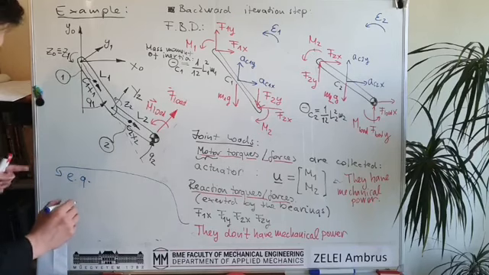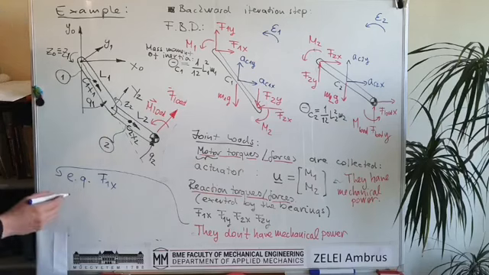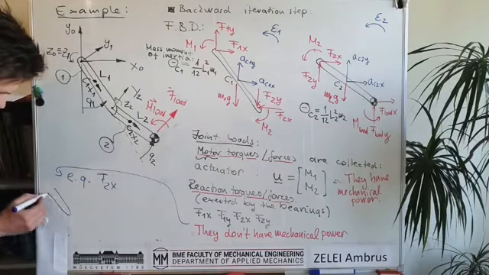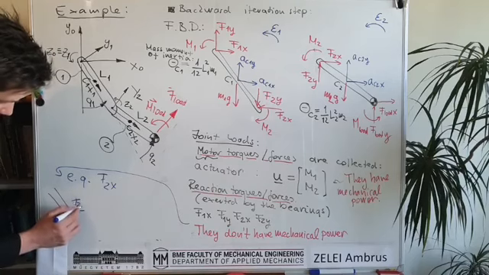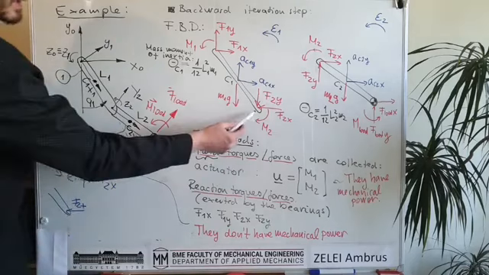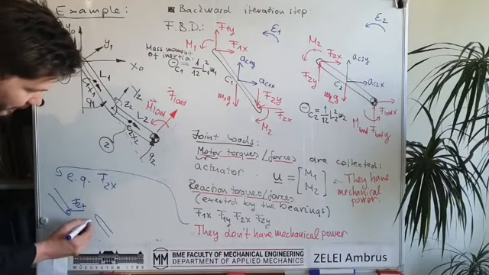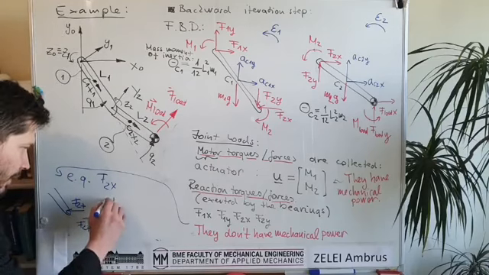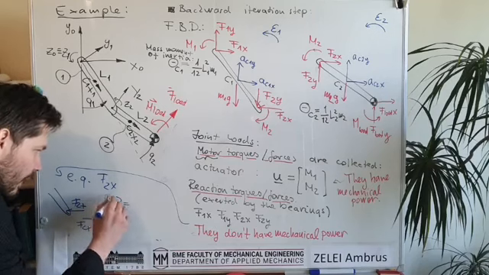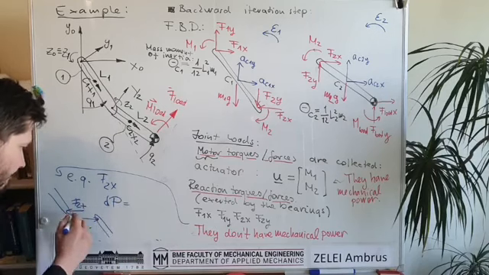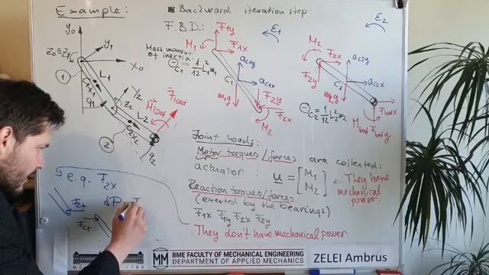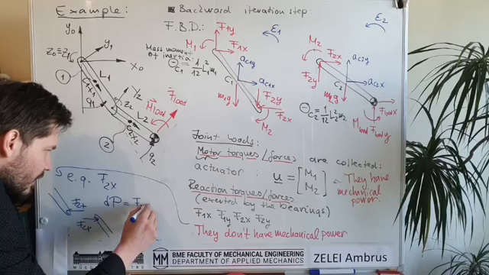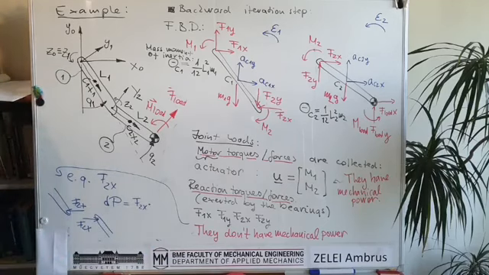They don't have mechanical power. For example, we can check it for F1x. So there is a, how it looks, sorry, it's not the best. F2x would be more nice. So this is F2x acting on this rigid body, and this is the other rigid body where F2x acts in the opposite direction, and the sum of the power or virtual power of these forces are F2x times the velocity of this term.